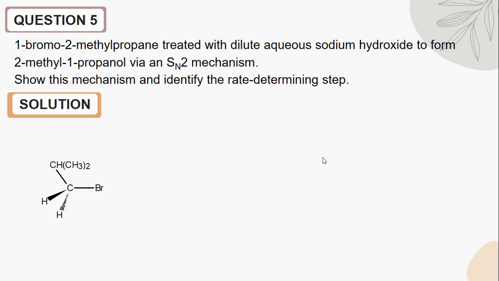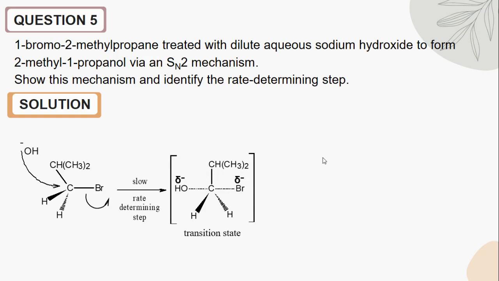Make sure you draw this in the correct 3D representation. The nucleophile from sodium hydroxide is OH minus. So OH minus needs to attack from the back side. I repeat, OH minus needs to attack from the back side. This is where your nucleophile attacks, and at the same time Br starts to leave the alpha carbon. So the first arrow should be labeled as slow and rate determining step.